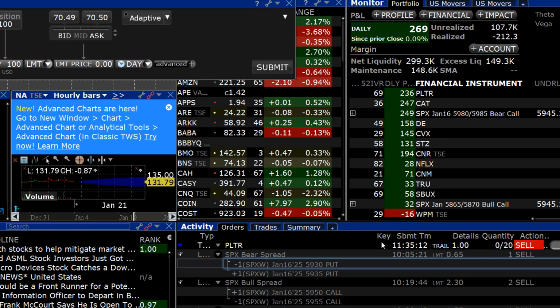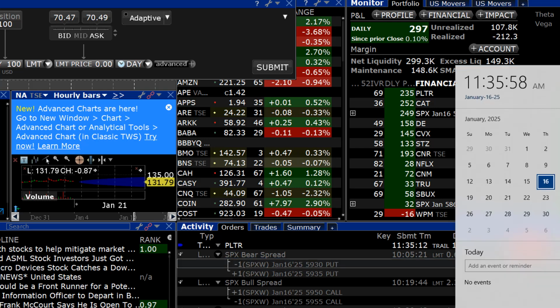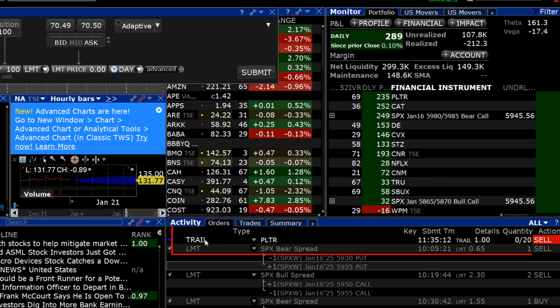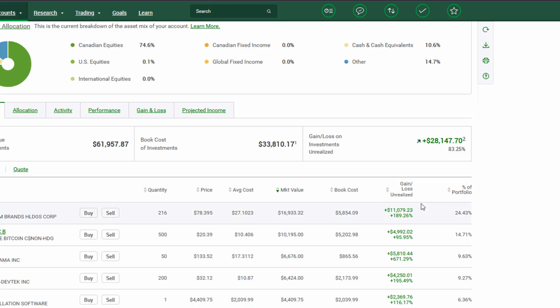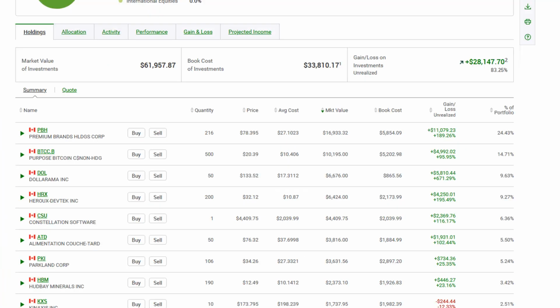And here we see the order. It was just put in at 11:35. While you have this entry in place, before it gets executed, you can still change any of these settings, like the number of shares or the trailing amount, if you change your mind for some reason. And while we wait for that order to play out, I'm going to use another example using TD Web Broker instead of IBKR, just to show how it looks on different platforms.